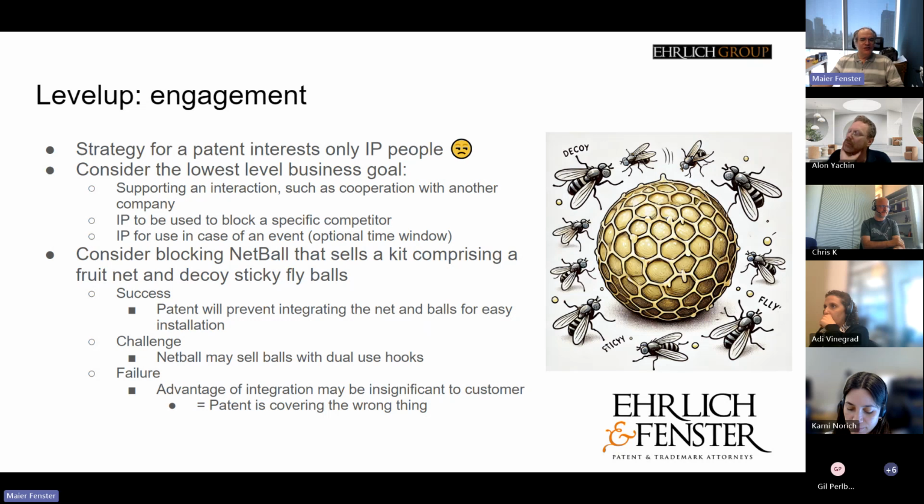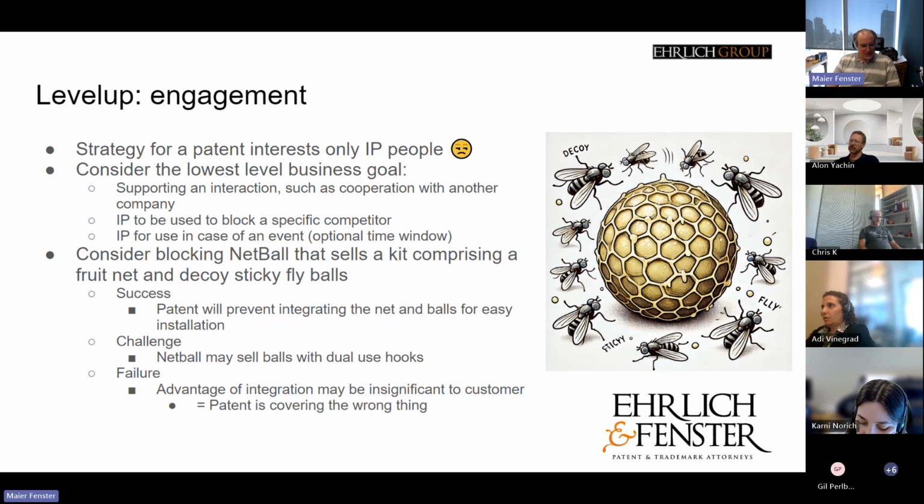I have a business goal such as an interaction, a cooperation with another company. I have another business goal. I want to block a competitor. I have another business goal. Something might happen. I want IP to use in case that happens, and there might be some time window here. So assume we have a competitor called Netball, and they sell a kit which has a fruit net, and it has these little sticky balls which are colored bright yellow, and the fruit flies come to them and stick to them. Okay? So from a business perspective, I have a business goal of preventing them from competing with me, or at least making sure that I have a big competitive advantage.